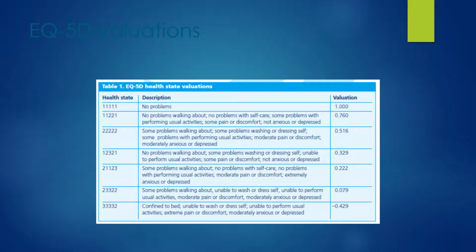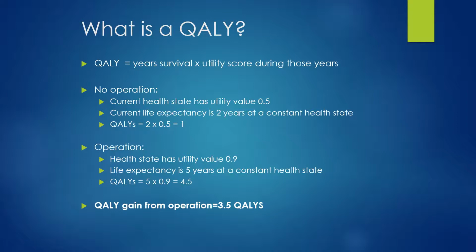So the QALY is basically an acronym for quality-adjusted life year. What we do is, we have the survival data, which tells us that people are going to survive 7 years or 10 years or 5 years on this treatment.